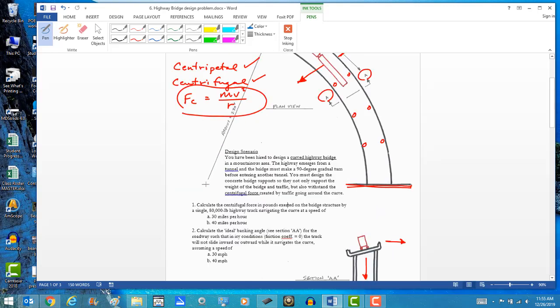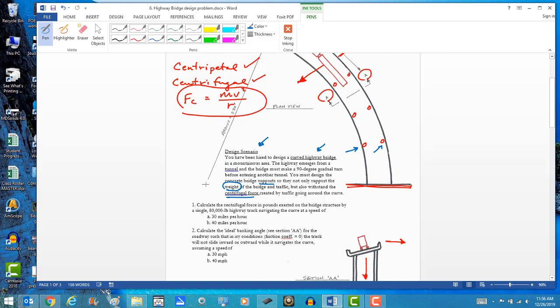So now let me bring the design statement back up here. I didn't even realize that it escaped to the next page. You have been hired to design a curved highway bridge in a mountainous area. The highway emerges from a tunnel, and the bridge must make a 90-degree gradual turn before entering another tunnel. You must design the concrete bridge supports, these gizmos here, so they not only support the weight of the bridge and the traffic, but also withstand the centrifugal force created by traffic going around the curve, exemplified by this truck.